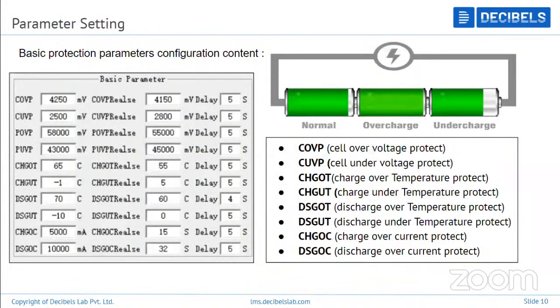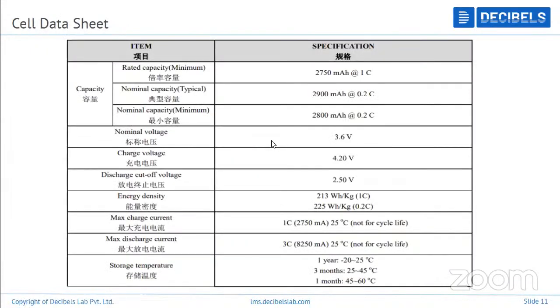So when we look at the basic protections, we have cell over voltage protection. What does it mean? These values are set only according to the cell datasheet, right? It's not the ones which you want. You can't update it based on your usage. The cell datasheets are provided by the manufacturer.